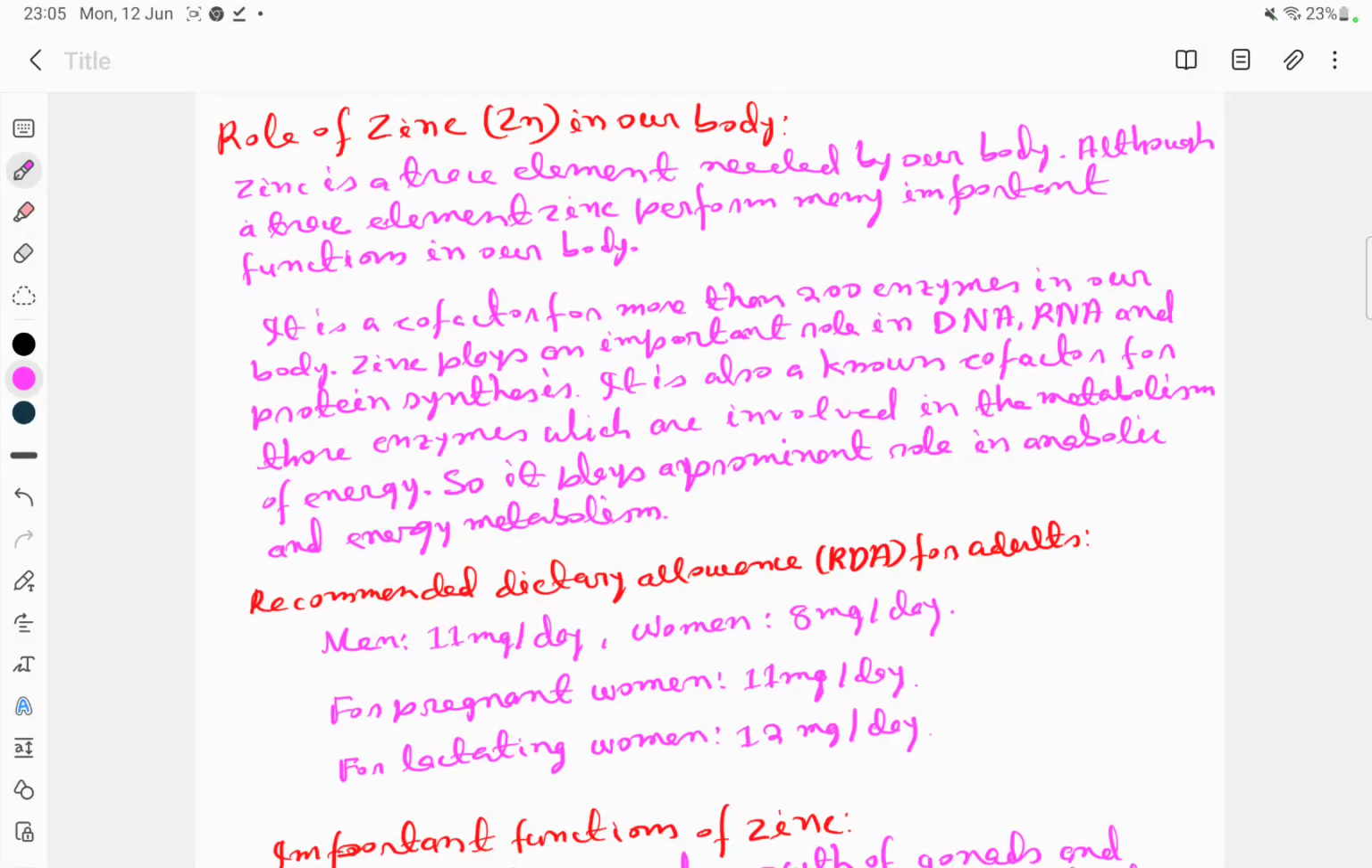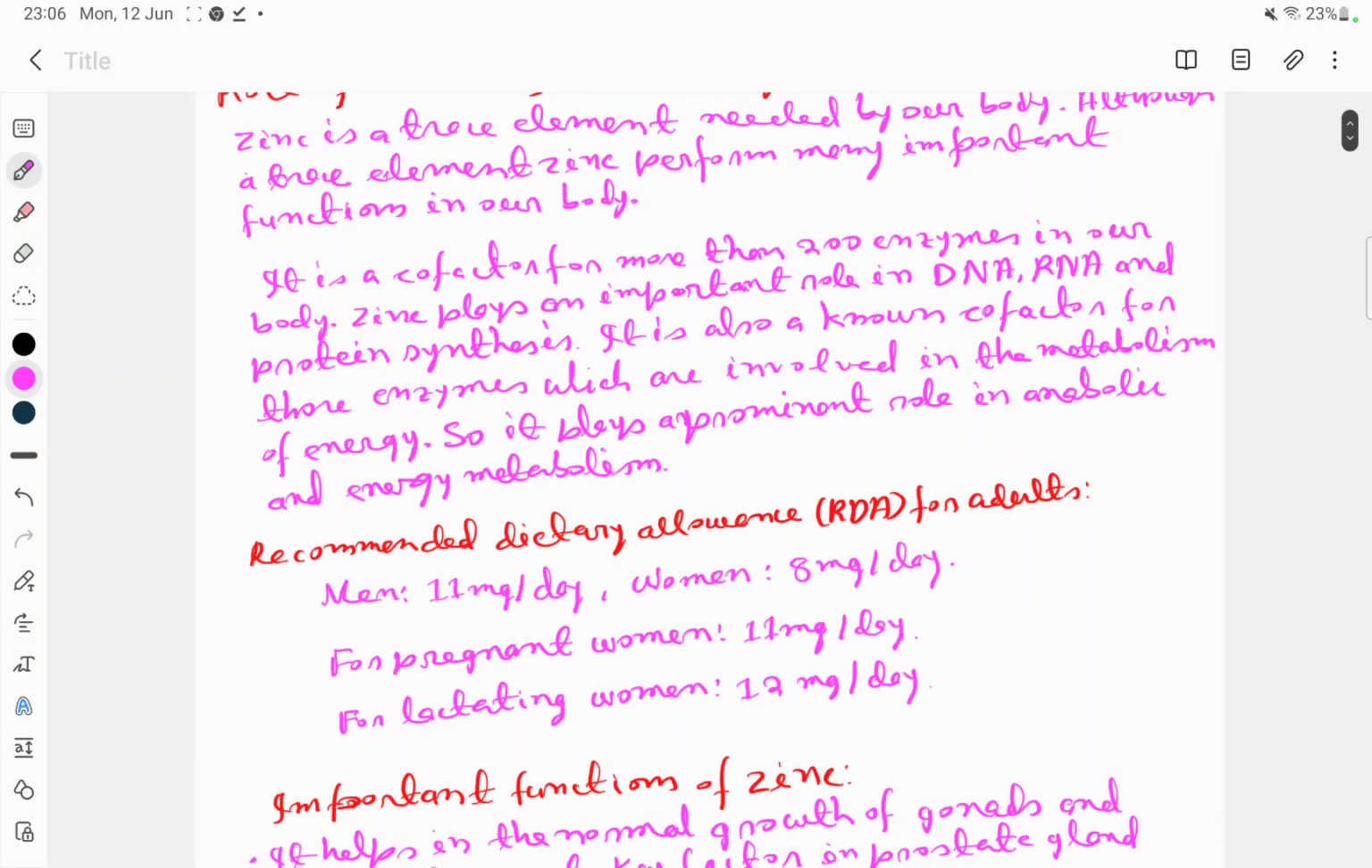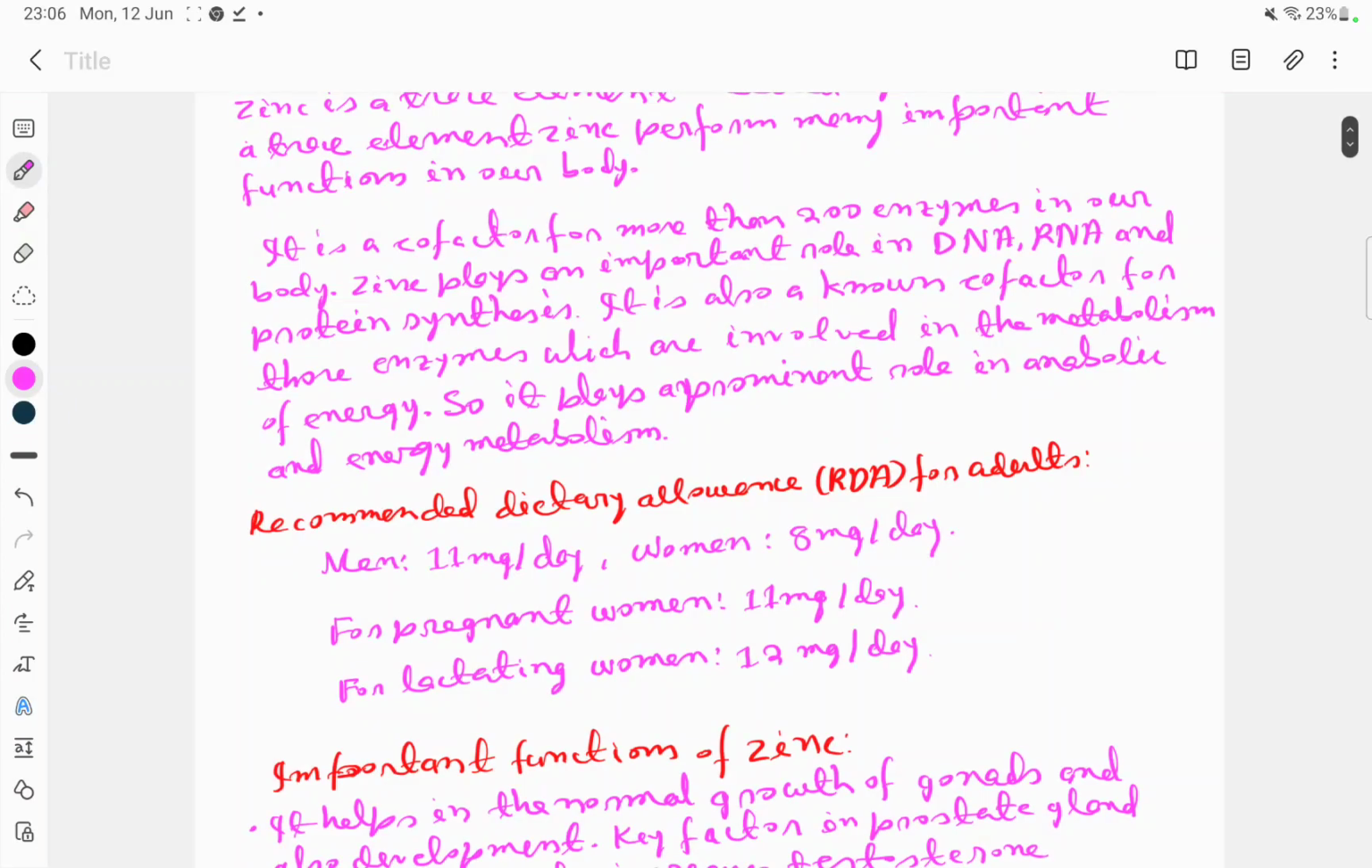And today I'll discuss the micro element zinc and its role in our body. So zinc is a trace element needed by our body. Although a trace element, zinc performs many important functions in our body. It is a cofactor for more than 200 enzymes in our body. Zinc plays an important role in DNA, RNA and protein synthesis.